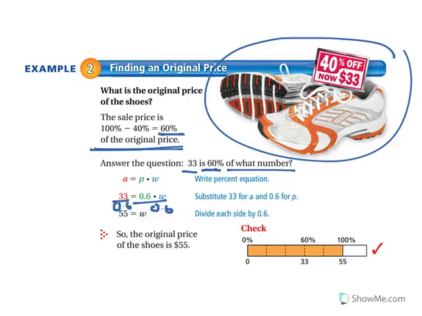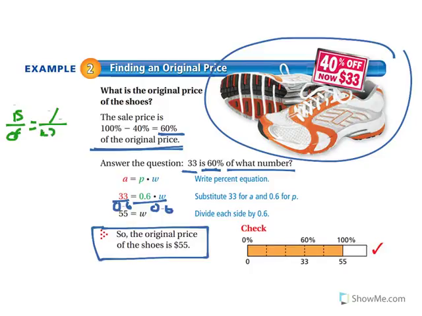And that gets us 55. So the original price is $55. Now, if you prefer doing the is over of equals percent over 100, or for that matter, if you like doing the A over W equals percent, P over 100, you're more than welcome to do this as well.